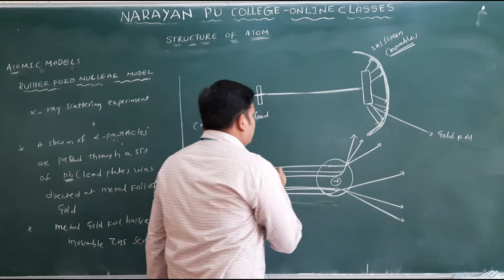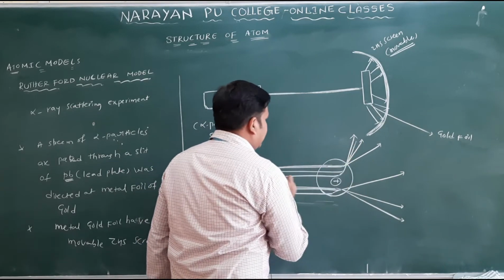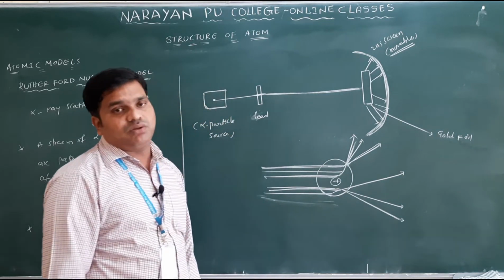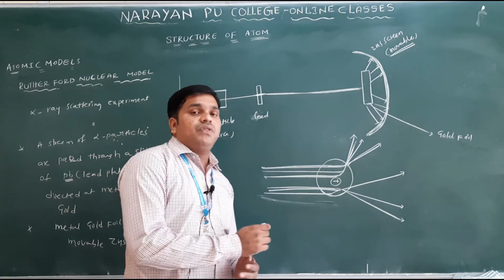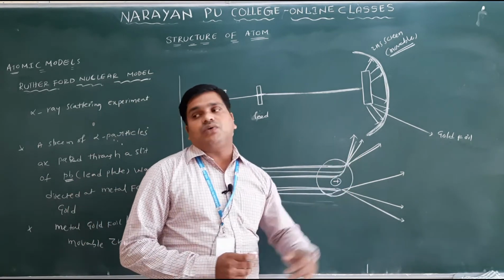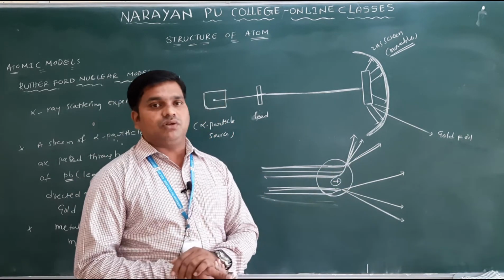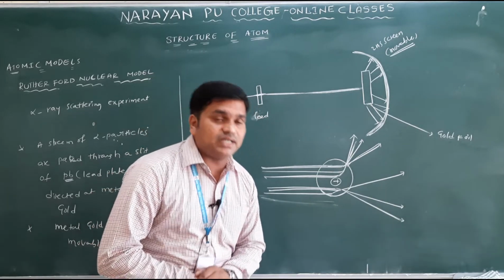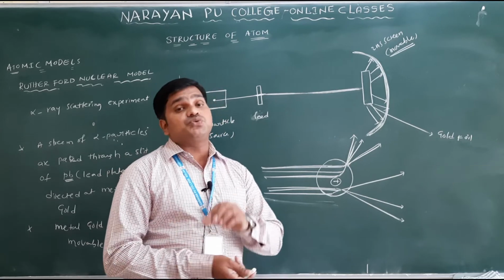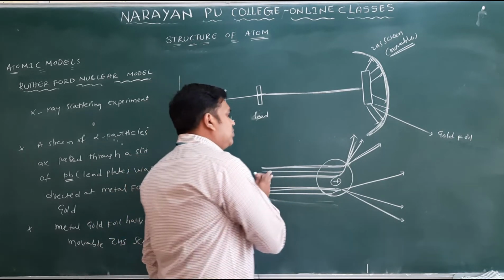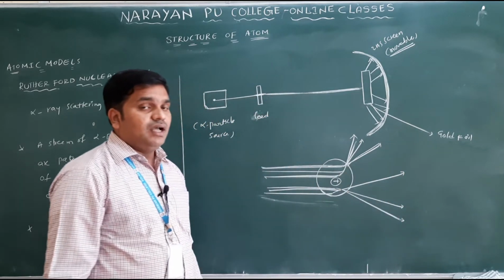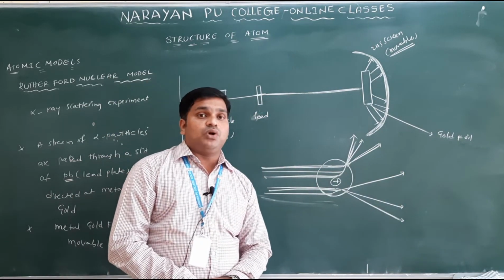First observation: most of the alpha particles pass through the gold foil without any deflection, which indicates that most of the space inside the atom is empty. Here you can see the majority of the particles are moving like this, which indicates that most of the space inside the atom is empty only.